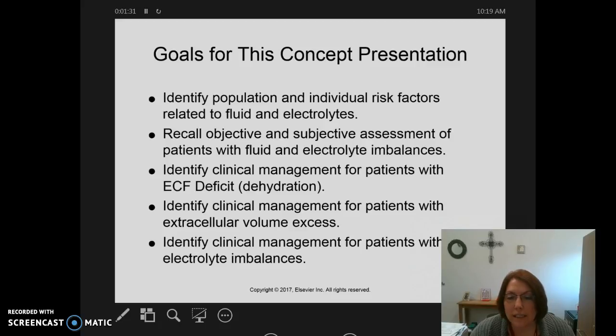So the goals of this presentation are to identify the populations and risk factors, and by the time we're totally done with all the different sections, all of these objectives will be completed. Recall the objective and subjective assessment of each type of fluid and electrolyte imbalance. Identify clinical management for patients with extracellular fluid deficit. Identify clinical management for patients with extracellular volume excess, and then identify clinical management for patients with electrolyte imbalances.